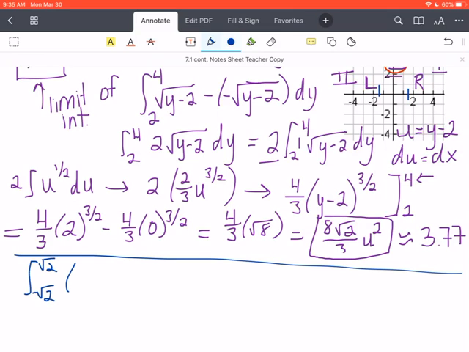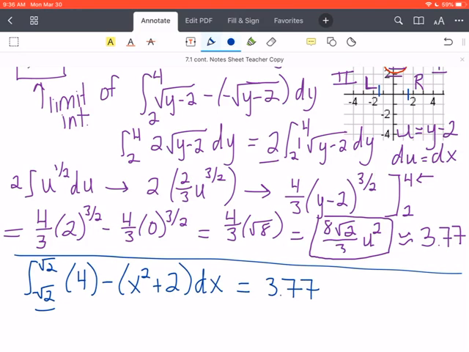Now, what is my upper function? My upper function in this case, when they're in y equals form, is 4, minus what is my lower function? My lower function is x squared plus 2, and dx, not dy. We're now differentiating with respect to x. We're using vertical rectangles. So when you do this and clean it up, just use the calculate feature, because the calculate feature still lets you use square roots as your limits of integration. It is going to give you the approximation of 3.77, which is what we got above.